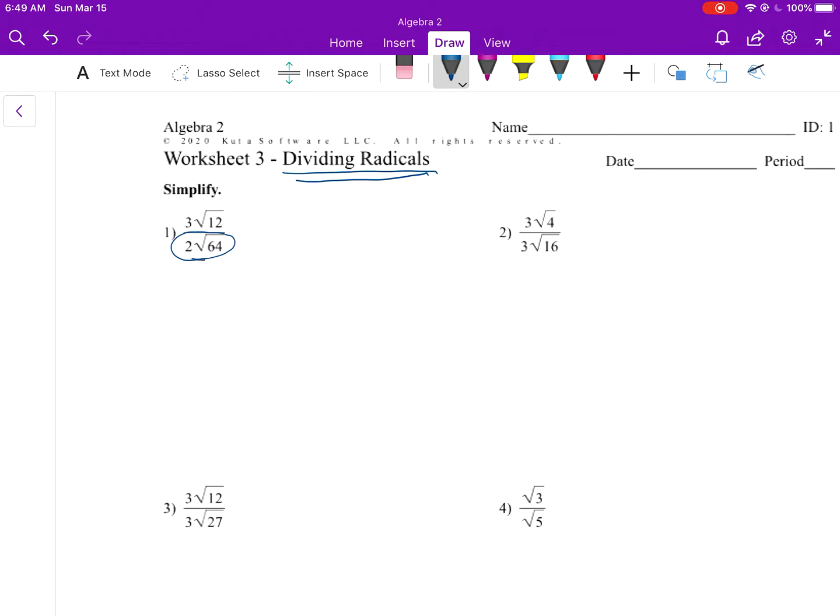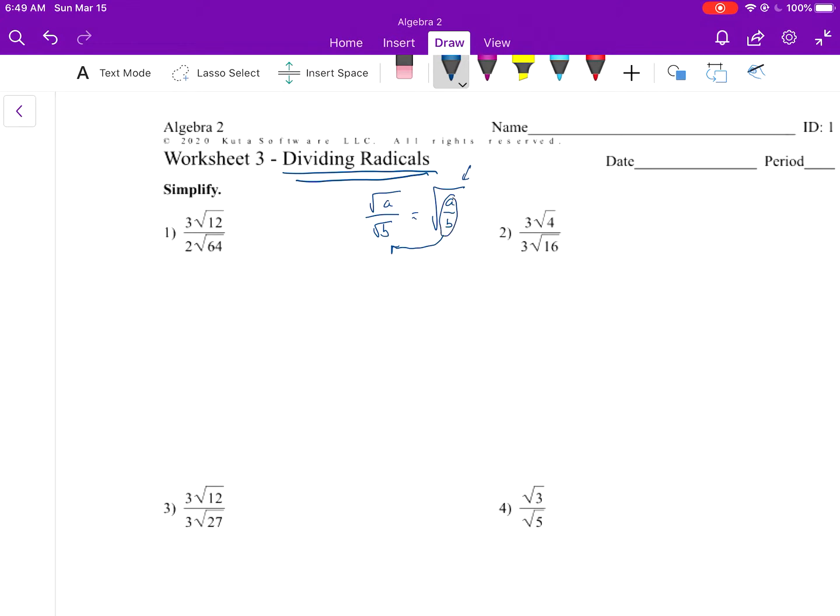And so what we will use is the concept that if we have the square root of a over the square root of b, that's the same thing as the square root of a over b. And vice versa. We might start with a square root that looks like this, and we'll change it to something that looks like that.